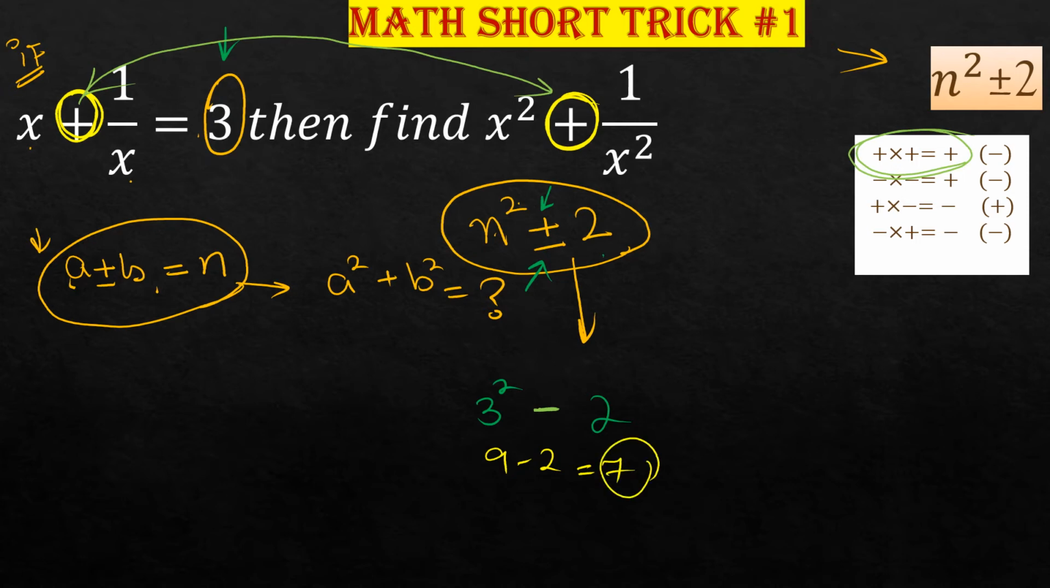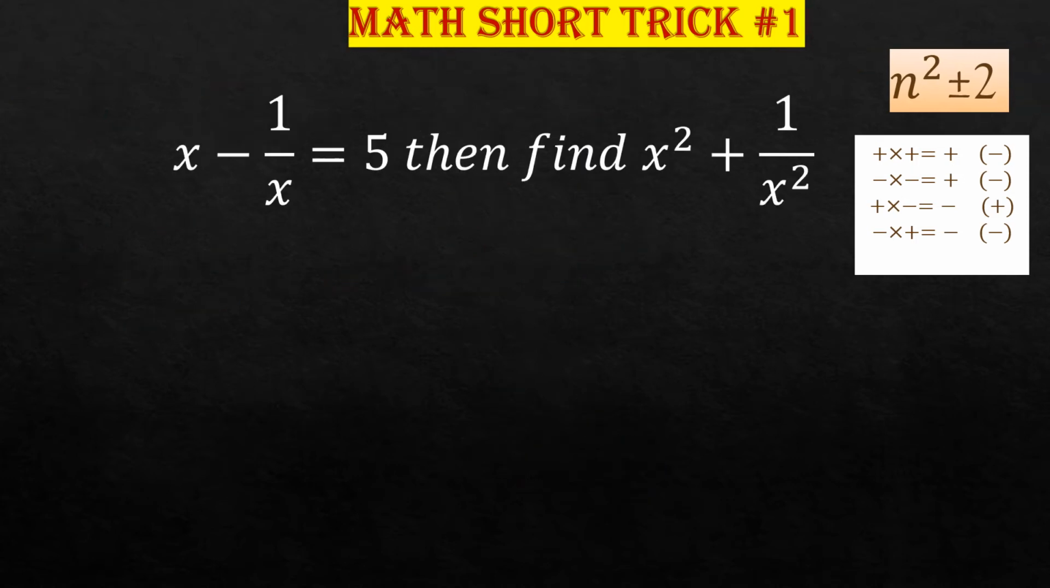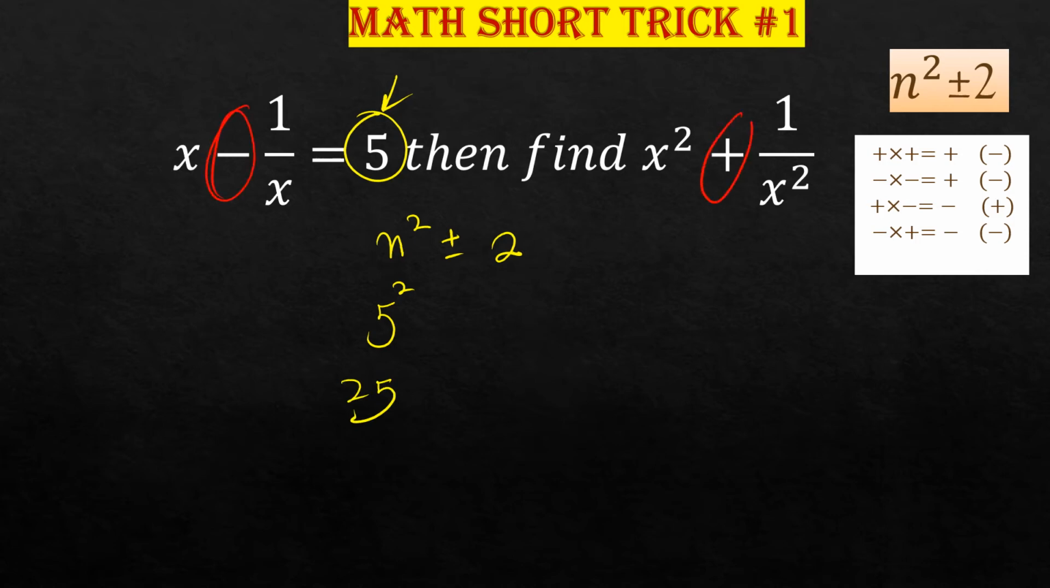Let's practice more questions, and with the fastest trick we will answer them. Here x minus 1 over x is equal to 5. Then find x square plus 1 over x square. So we know n square plus or minus 2. What is your n? The number after the equal sign is your n. So that will be 25. Now take the expressions. Here you have a negative sign and in the second expression you have a positive sign. Minus times plus gives you minus, and you have to take the opposite sign and write down 2. So 25 plus 2 gives you 27.